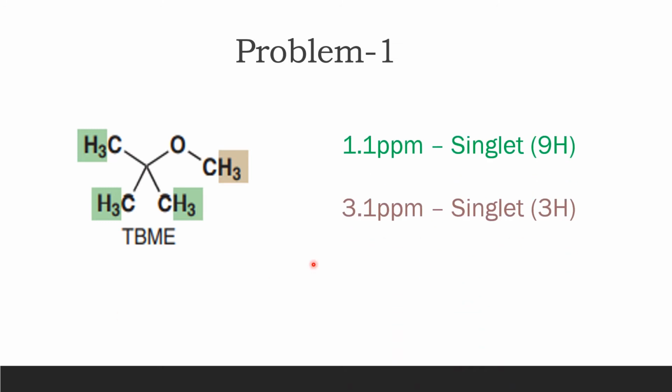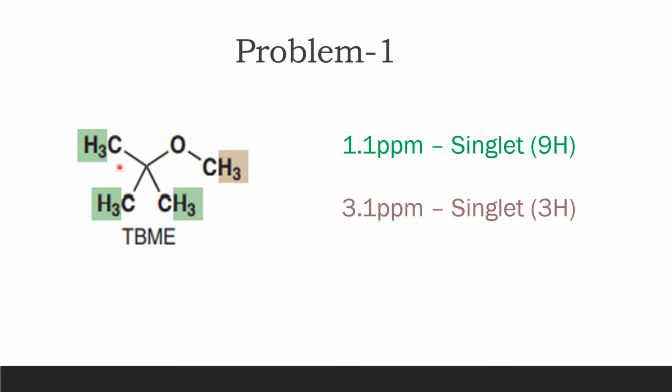See, the first one, these three signals, how many? 9 hydrogens. These 9 hydrogens will form a singlet. Here there is no hydrogen. If there are 3 hydrogens nearby, the carbon having a hydrogen means we need to check the number of hydrogens. According to the number of hydrogens, plus 1 you need to add, that we call a splitting. So that will come as a splitting.